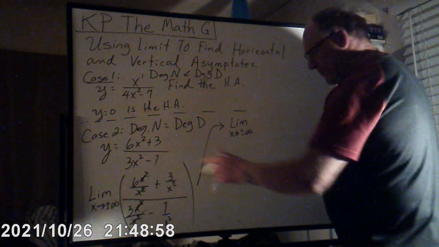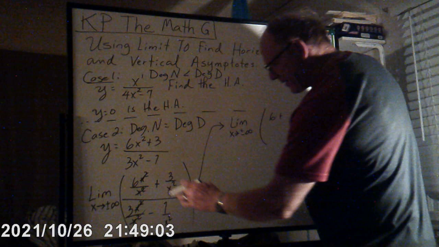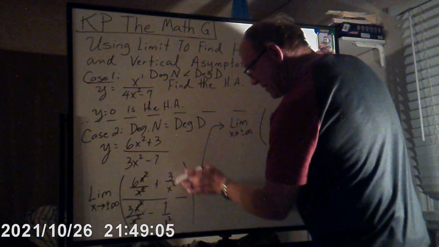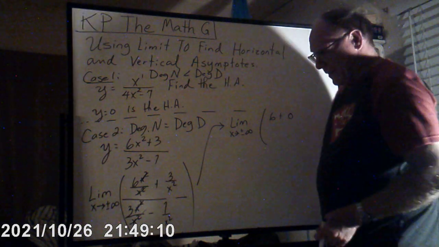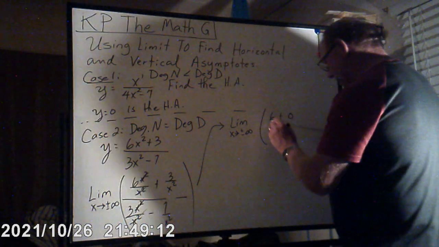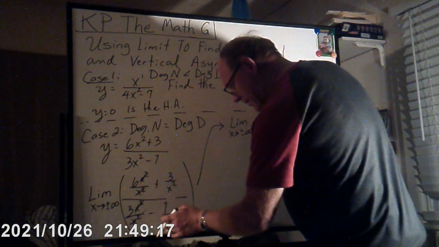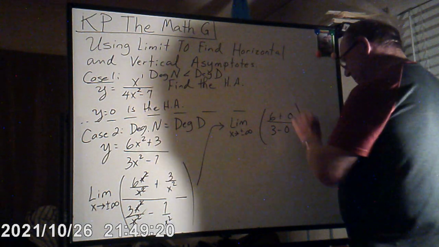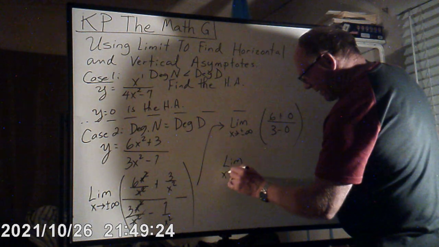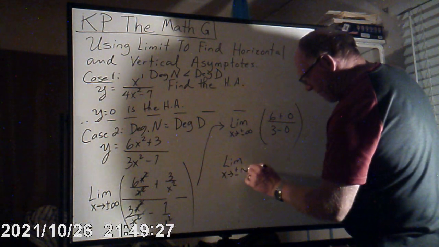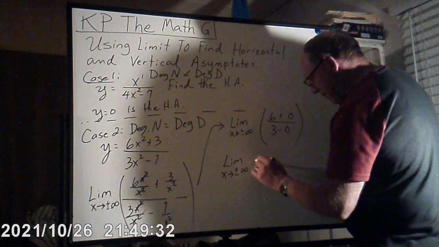Let's see what we got. 6 plus... Matter of fact, this limit right here is 0, isn't it? And we're doing this visually now. All right, this is 3. 3 minus, as we saw from the last example, this is also 0. So what we have here is the limit as x approaches positive or negative infinity, either one. We have actually 6 over 3, which is 2.